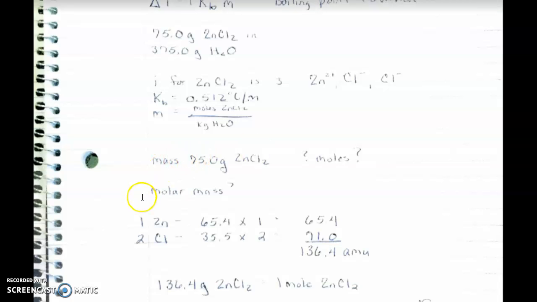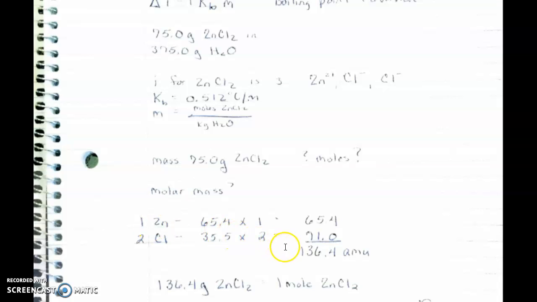To find that out, we must first find the molar mass of zinc chloride. We know in zinc chloride we have 1 atom of zinc and 2 chlorine atoms. If we look on the periodic chart, the atomic mass of 1 zinc atom is 65.4 AMU. For 1 chlorine atom, it's 35.5 AMU. And I just multiplied by 1 for the zinc, and since I have 2 chlorine atoms, I need to multiply that atomic mass by 2. And that results in 65.4 plus 71.0, resulting in 136.4 AMU. That is our molar mass for 1 molecule of zinc chloride.